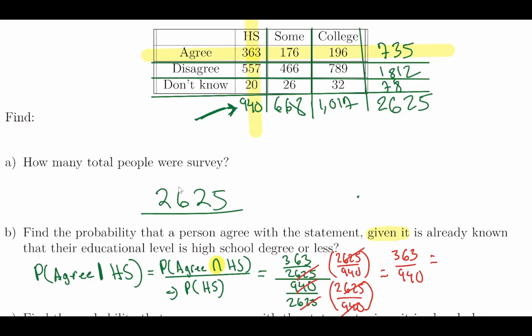All right. Everybody get how we got 363 divided by 940? Okay, so if you go ahead and work out 363 divided by 940, you should get 0.3862. And that's your final answer for this one. Everybody good with that final answer? All right, everybody's good.